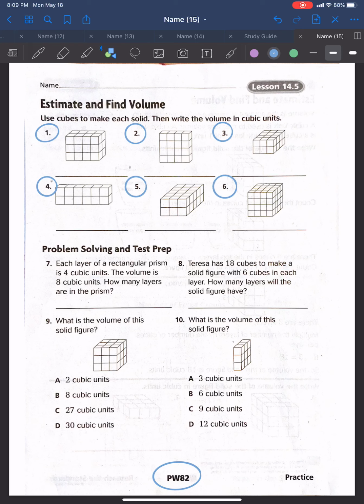Now remember, when you are figuring out the volume, you are looking at the top layer times number of layers. And then notice right here that it says to write the volume in cubic units. So please do not forget to label your answers. All right, ready, set, go.